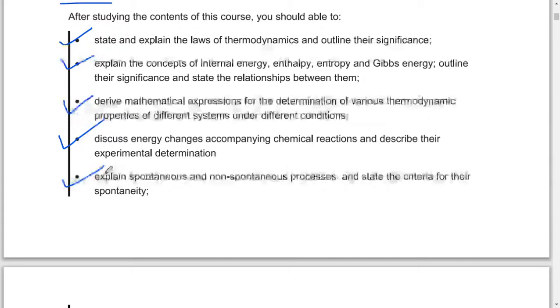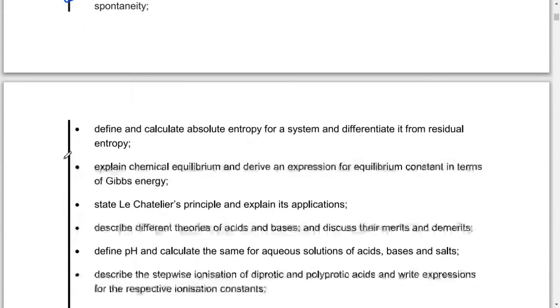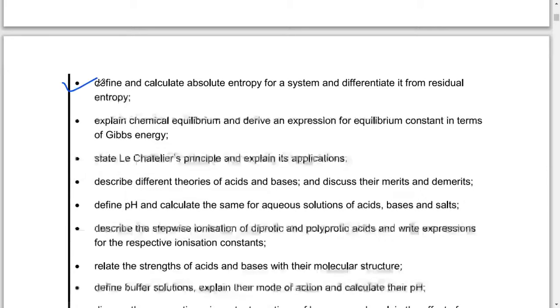Explain spontaneous and non-spontaneous processes and state the criteria for their spontaneity. Define and calculate absolute entropy for a system and differentiate it from residual entropy. Explain chemical equilibrium and derive an expression for equilibrium constant in terms of Gibbs energy. State Le Chatelier's principle and explain its application.